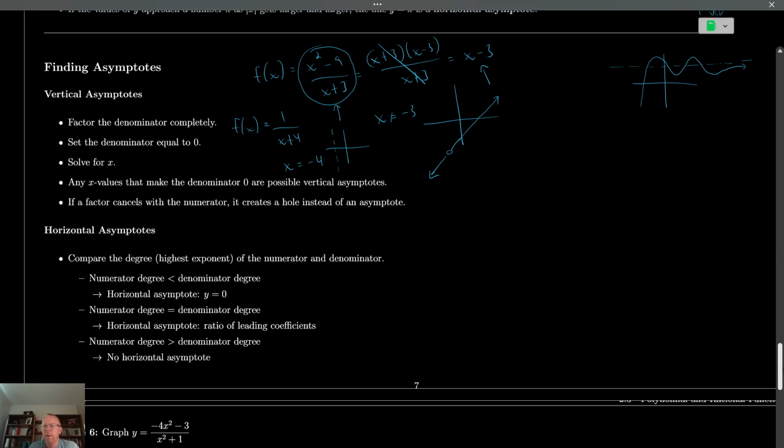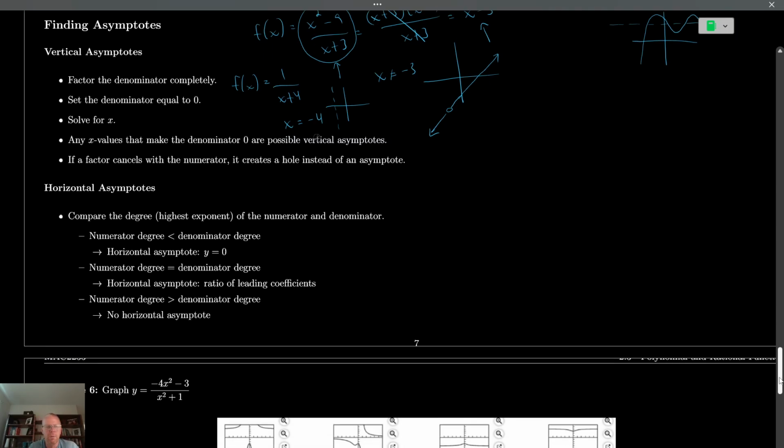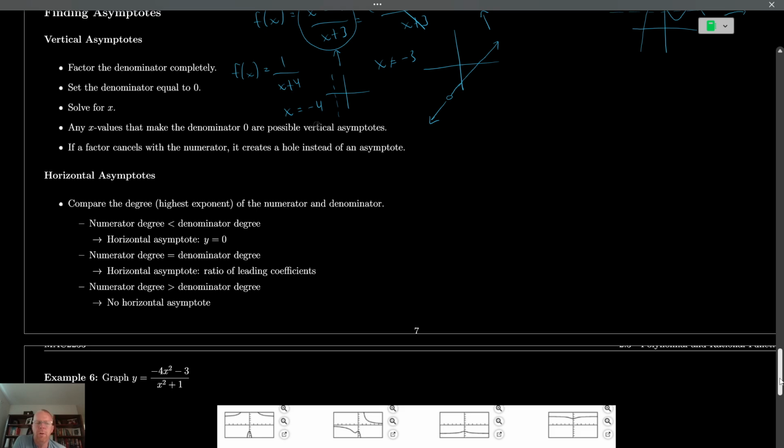Now, the horizontal asymptote doesn't really require math like the vertical. It's more rules to remember. Compare the degree, which is the highest exponent, as we mentioned in the last video, of the numerator and the denominator. Let's say g(x) = (x² + 2x - 2)/(x³ - 5). Here's a rational function. The degree in the numerator is 2, the degree in the denominator is 3. So the numerator degree is less than the denominator degree, and the horizontal asymptote will be at y = 0.